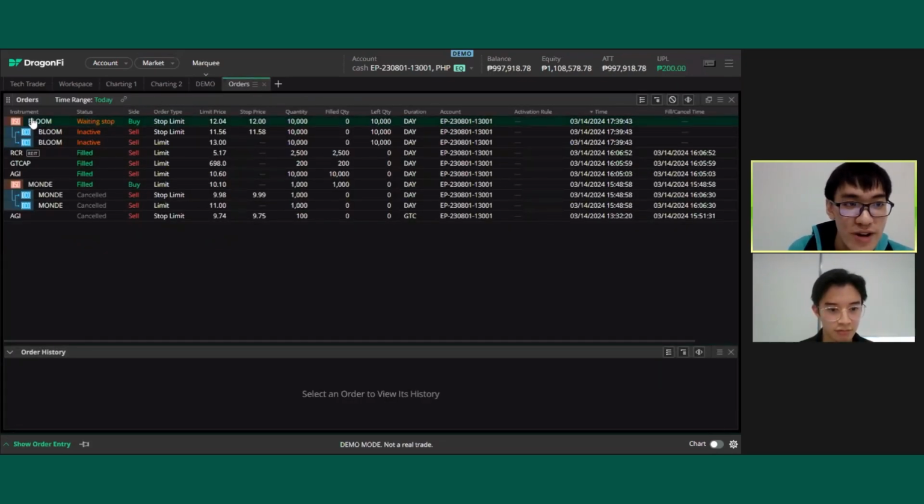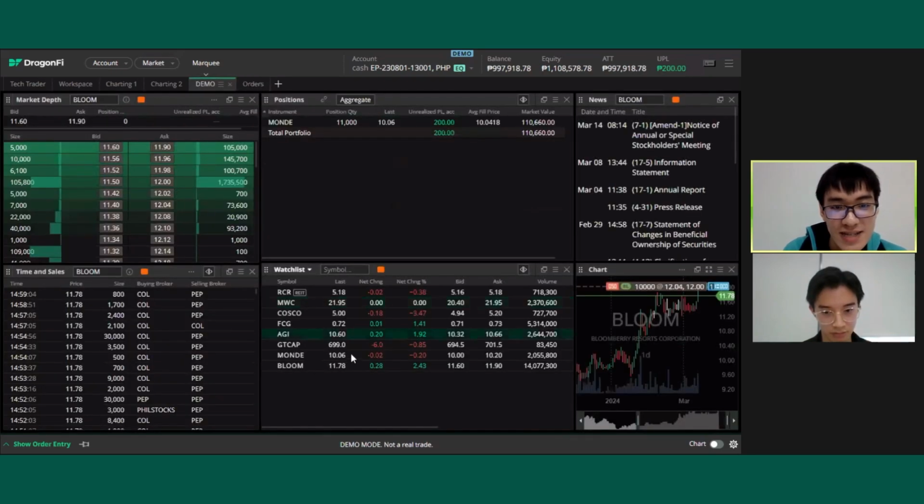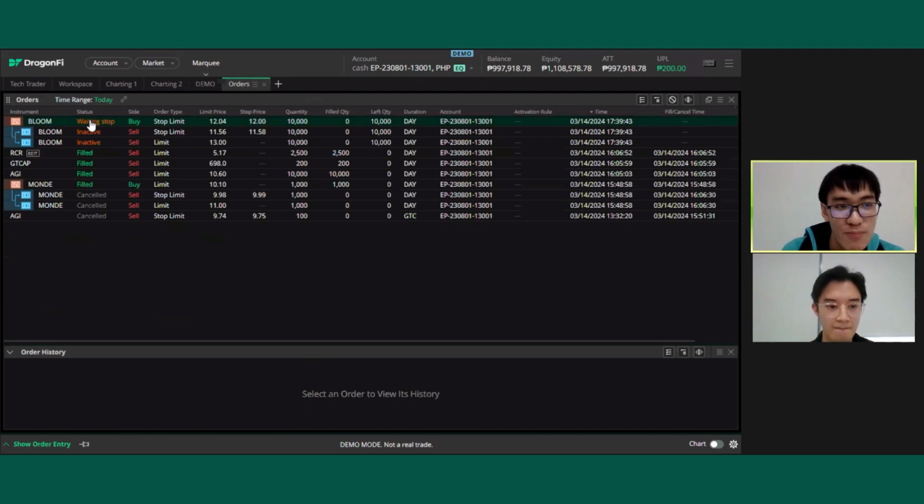So here, Bloomberry, as you can see here, it says waiting stop. So hindi pa siya na-execute. Why? Because the price is still at 11.78. Hindi pa siya tumama sa 12. That's why the order is still waiting, it's pending pa kasi it has to wait for price to hit 12 pesos before it will execute the buy order. Then your stop loss order and your take profit, it's inactive.